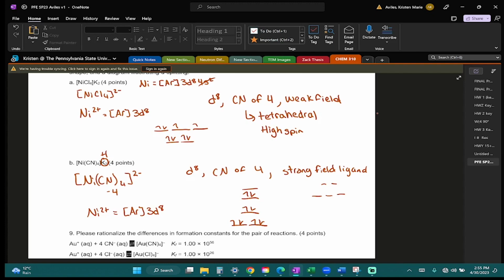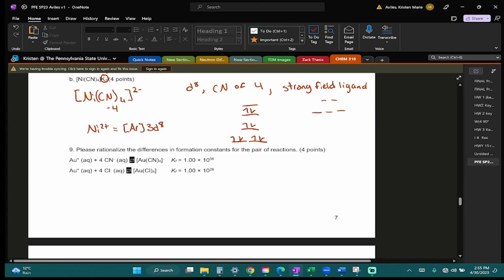What is that range? Does d1 matter? Can d1 be high spin or low spin? d2? d4 through d7. d8 is one of the ones where it stops mattering. But d4 through d7 are the ones that have high spin and low spin states. Remember, high spin states are because we have a small delta O, large pairing energy, and we'll talk a little bit more about that in a later problem, actually.